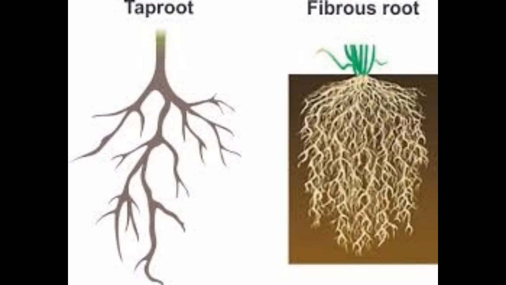Okay, so first one is root system. So root system, there are two types of roots, fibrous roots and tap root. Okay, you can see in this picture tap roots are a little bit thick. It is like a thick root, and it is called tap root, and fibrous roots are fibers like thin structure, and they are called fibrous roots.